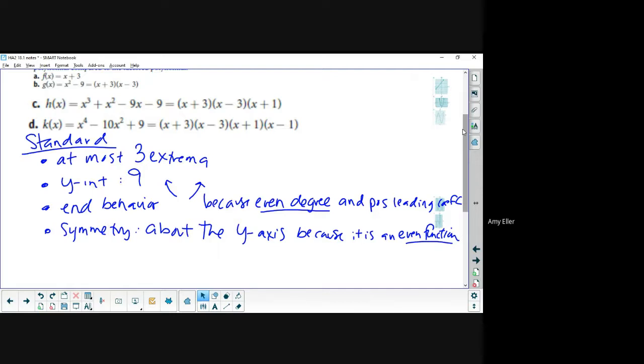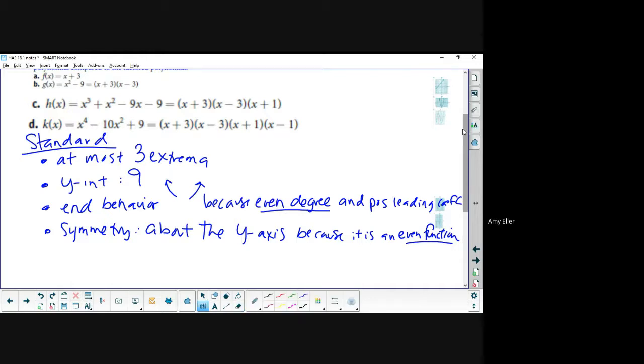Not bad. So I have at most 3 extremes, always the degree minus 1. The y-intercept is the constant term. What if this constant term wasn't here? What would be the y-intercept? 0. End behavior is based off of 2 things: the degree, 4, is even, and the fact that it's a positive x to the 4.